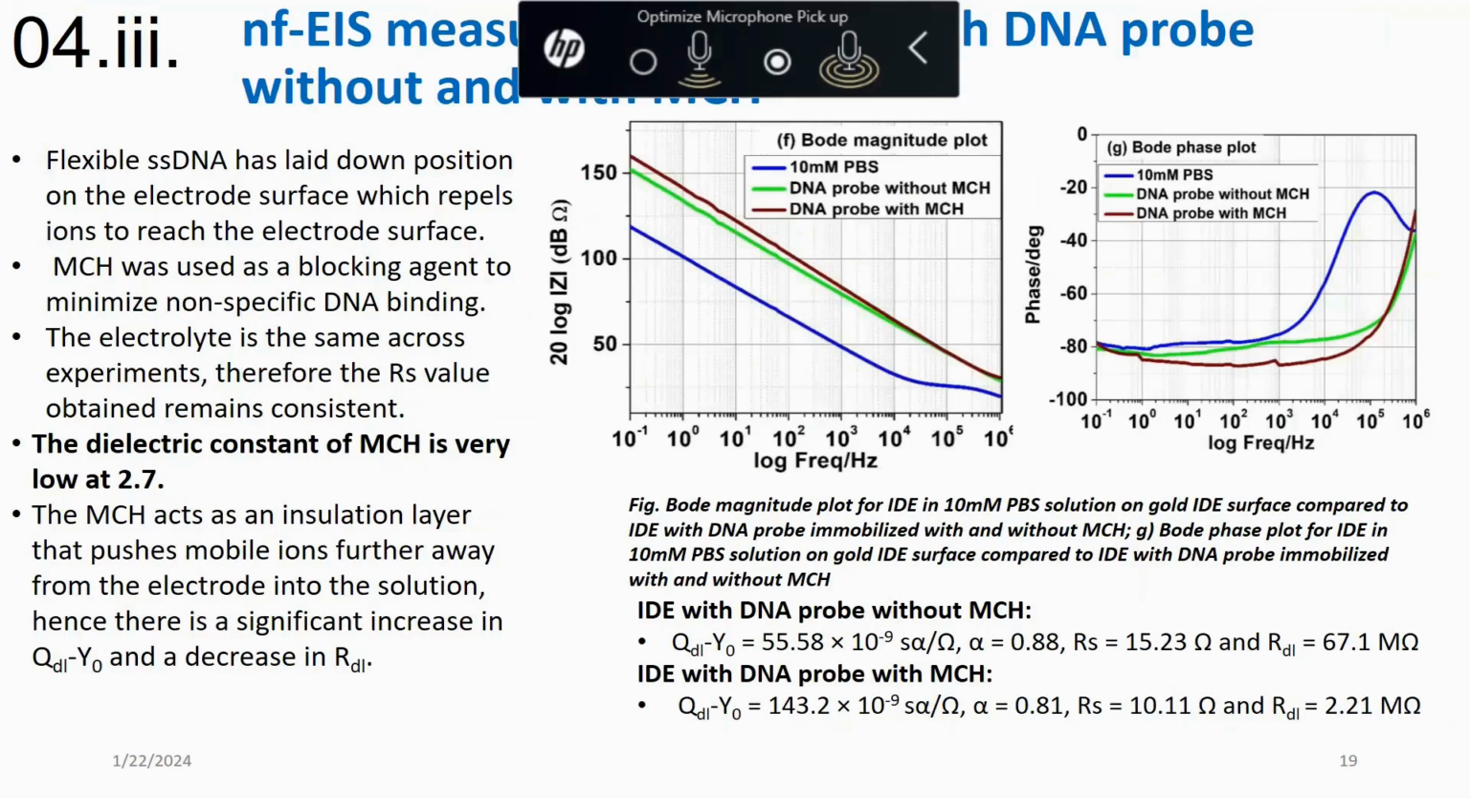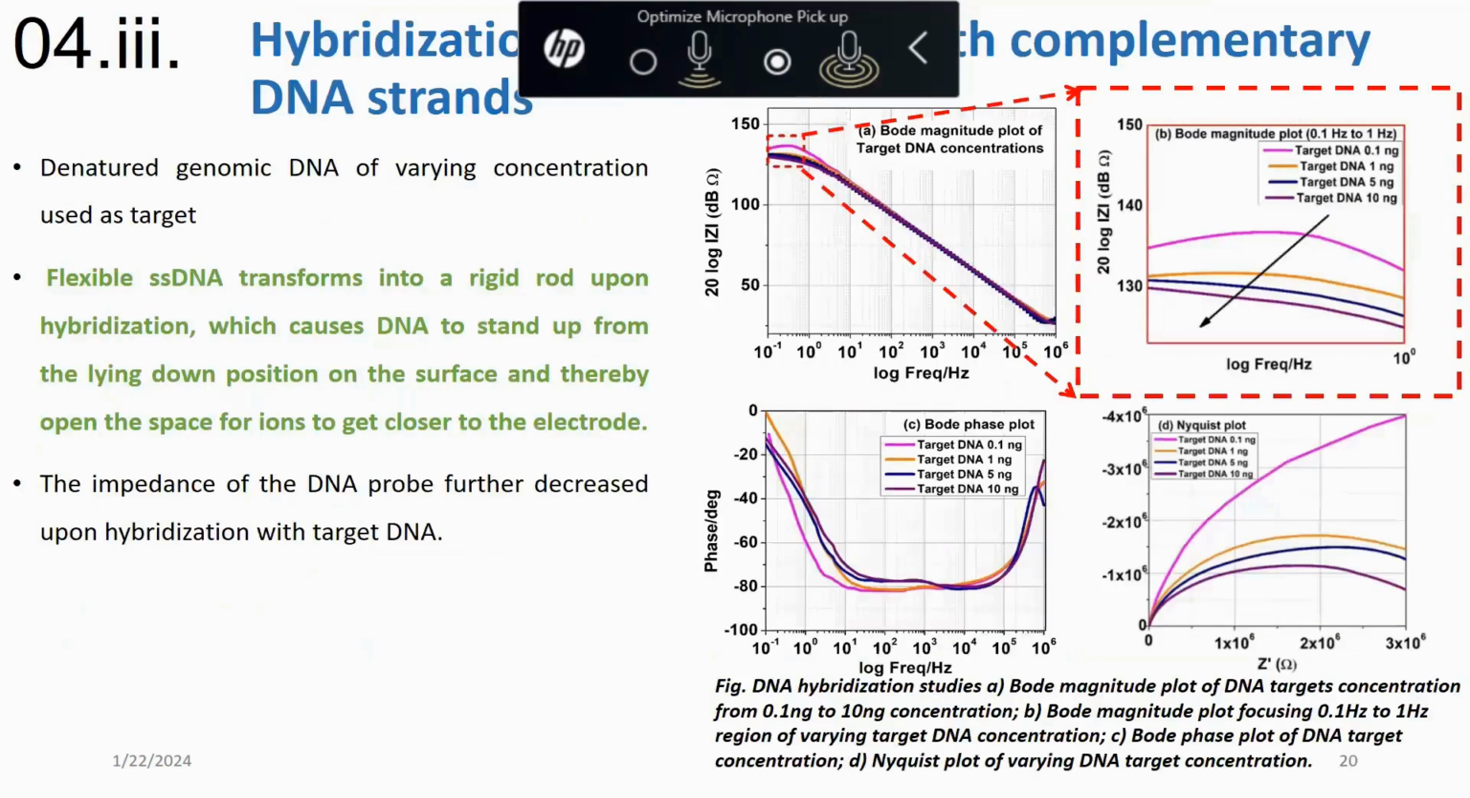If you take a bare IDE and just drop the sample volume, what I used was 10 microliters, and we run PBS, that gives me my blank. Say the same IDE after functionalizing, if I run with PBS, I should get a different spectrum. And that is what I observed: the single-stranded DNA functionalizes on the IDE and blocks the surface for the ions to reach, and therefore you'll see a much increased impedance. Further blocking with MCH will also give a much higher impedance because MCH has a very low dielectric.